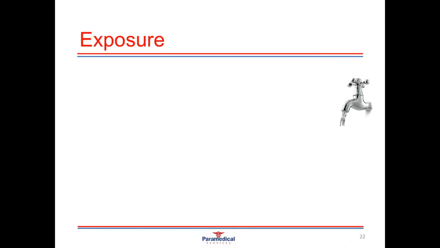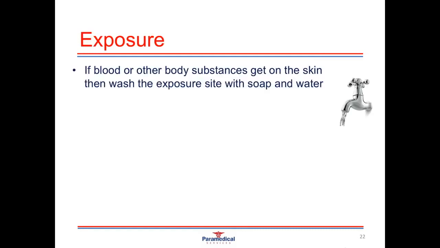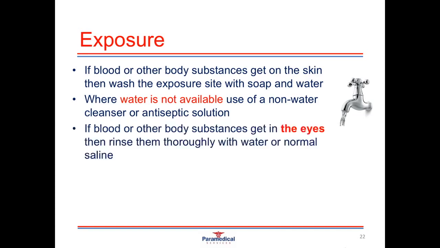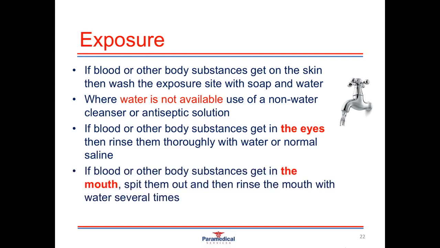Exposure. If blood or body substances get into contact with the skin, then wash that exposed site with soap and water. Wherever there's no water available, use a non-water-based cleanser such as an alcohol solution or an antiseptic solution. If blood or other body substances get into the eyes, rinse them thoroughly with water or normal saline. Do not use any harsh chemicals on the eyes. If blood or other body substances get into the mouth, then spit them out and rinse the mouth thoroughly several times with water.